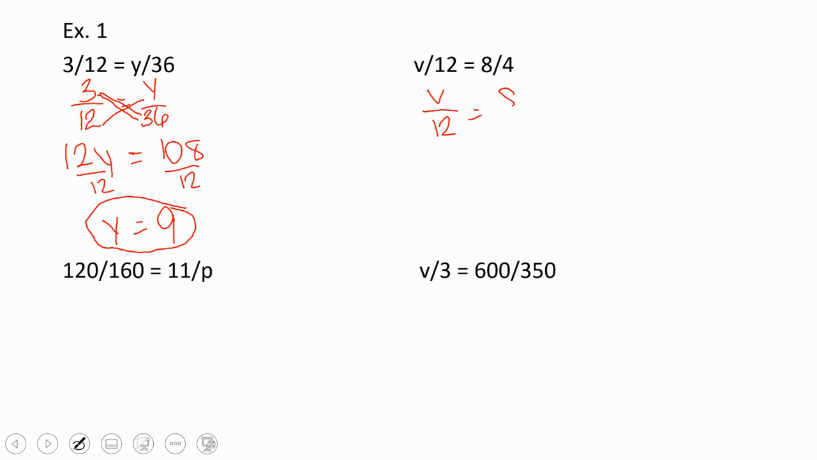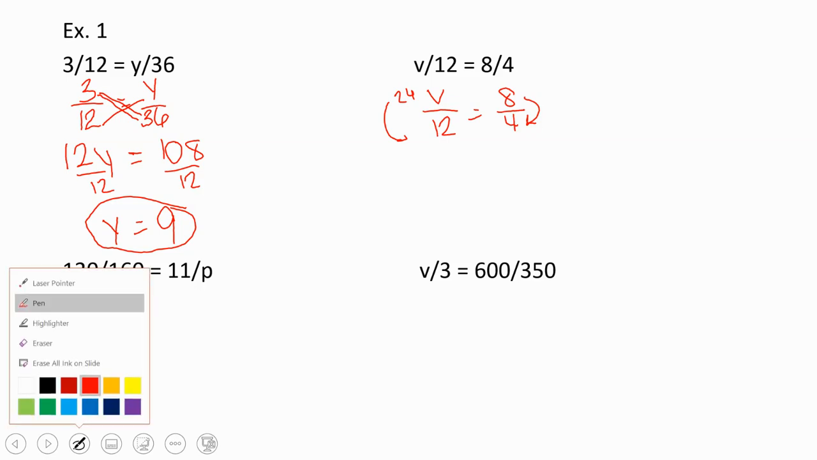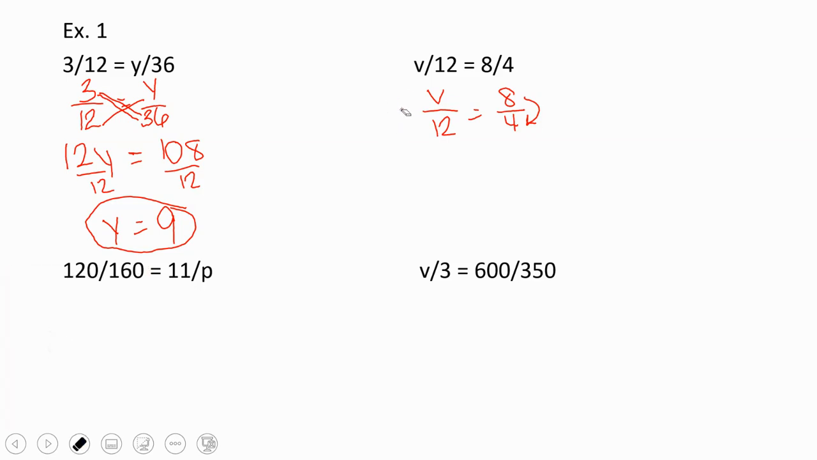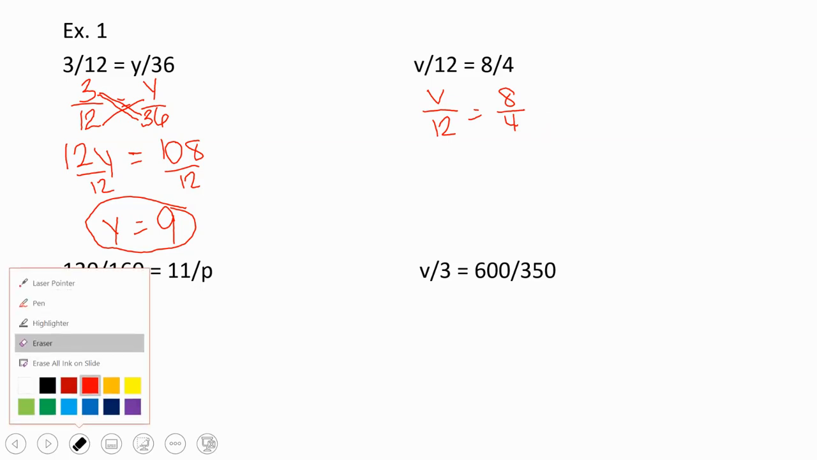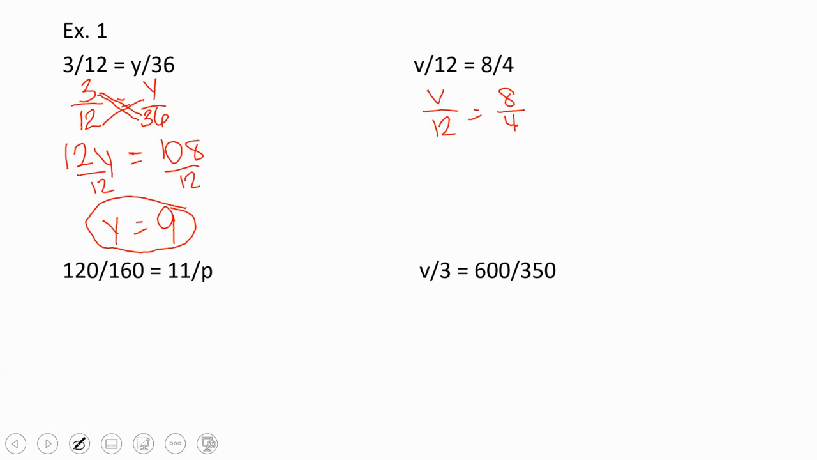So v over 12 is equal to 8 over 4. 8 is double 4, or 4 is half of 8, whichever way you want to think about it. So this number up here has to be 24 in order for it to also work with that same pattern. Another way you could have thought of it, you have to do 4 times 3 to get to 12, so you would have to do 8 times 3 to get 24.